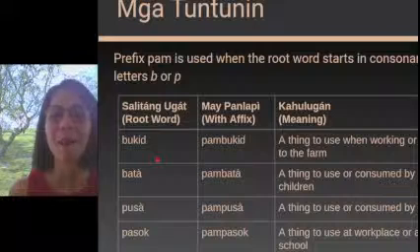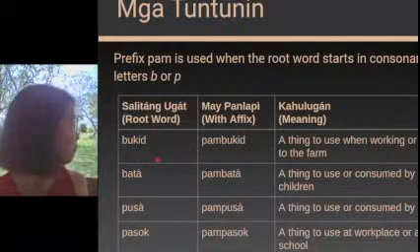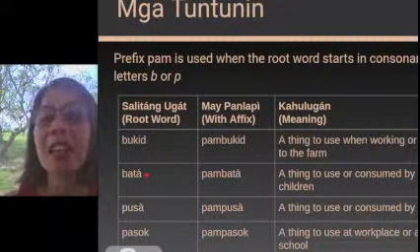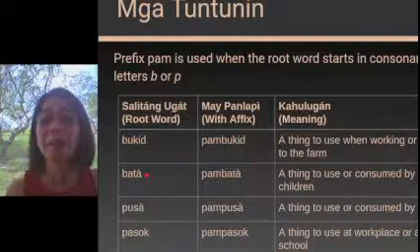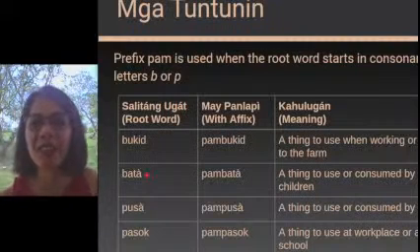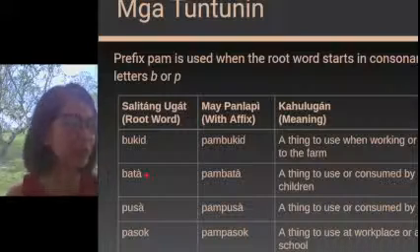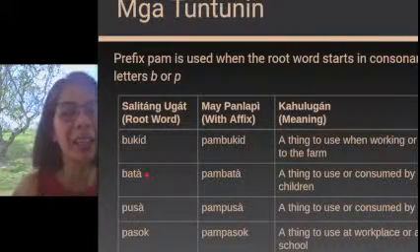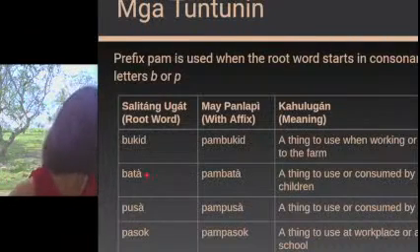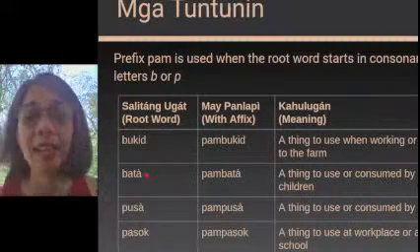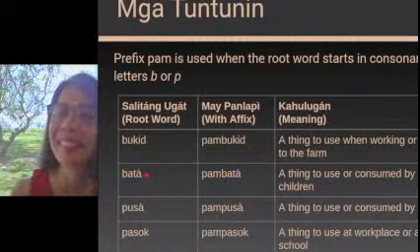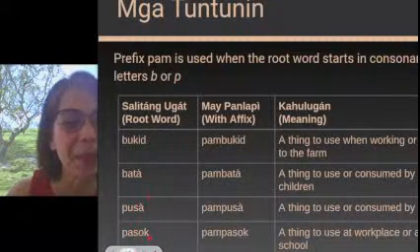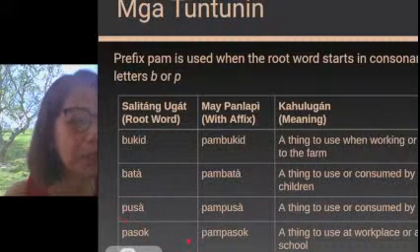So what do those words mean? Bukid means farm. Bata means children, plural; singular, child or kid. I have to turn my back from the camera to see you. And then pusa, we have a pusa here. Kitty, cat. We have a cat here, a visiting cat. Pasok means enter.